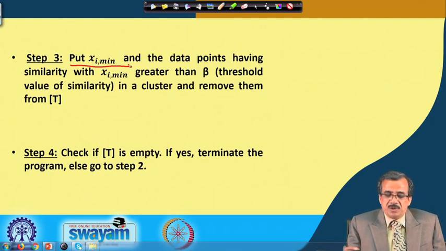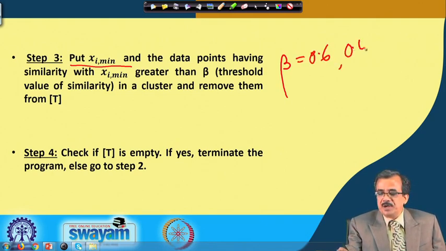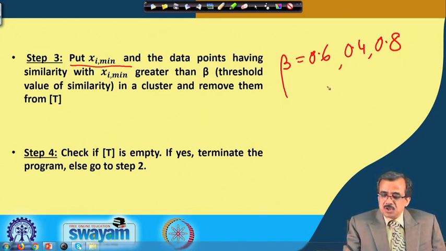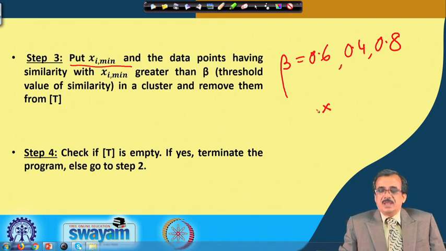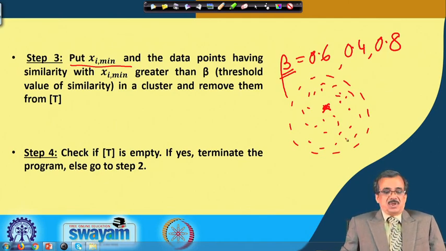So, the user is going to define what should be the threshold value of similarity. For example, this could be 0.6, it could be 0.4, it could be 0.8 and so on. And what you do is, we have got this particular cluster center, and surrounding this we are going to define one cluster. The data points which have similarity with this cluster center greater than or equal to the threshold value are allowed to enter this particular cluster. So, finally, I will be getting this particular cluster.